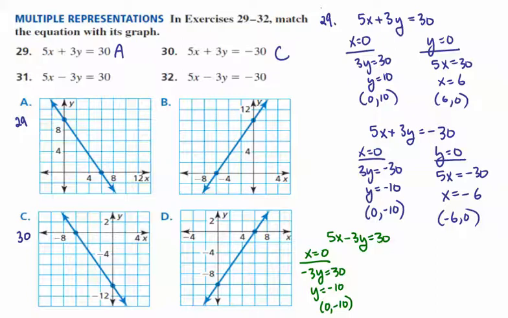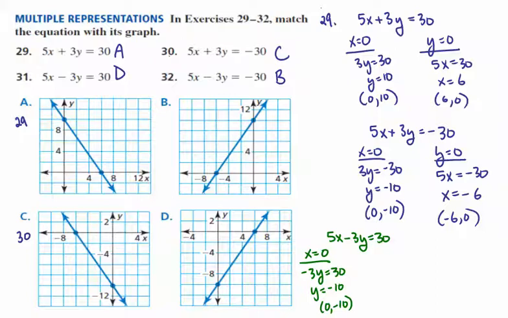which then means that 31 has got to be D, and from that we can say then that 32 has to be B. Alright, so you can verify those on your own.